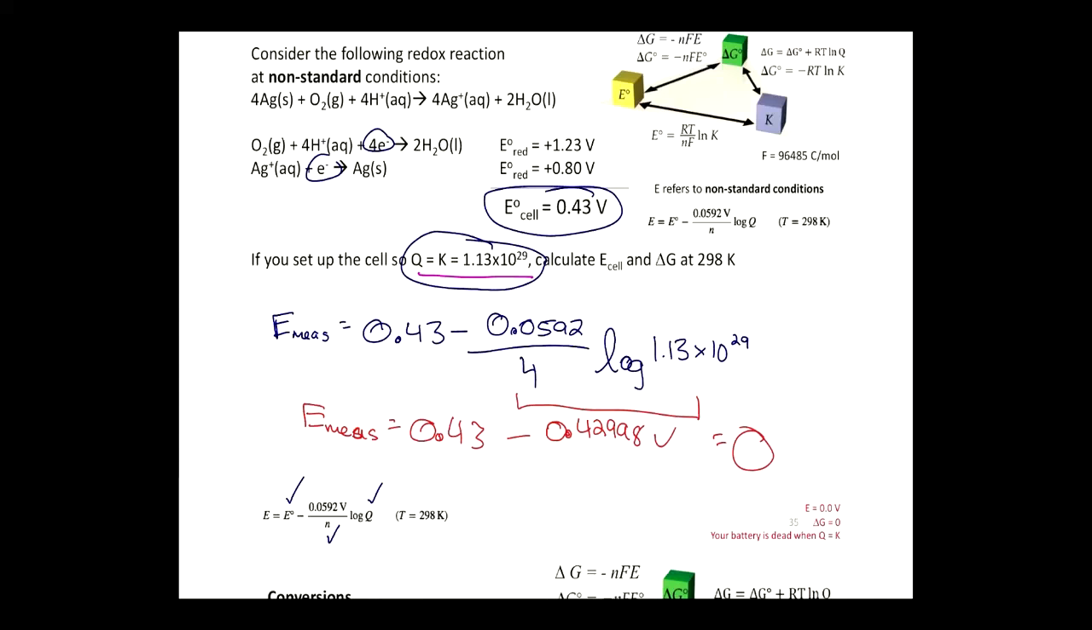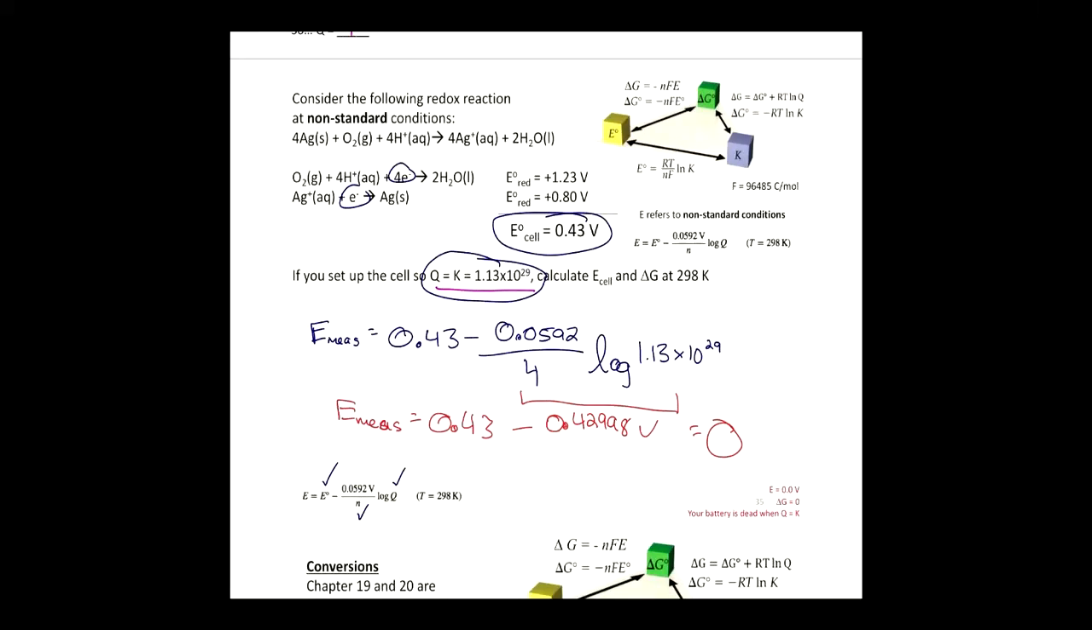If you put in the value of K for Q, you'll get a measured cell potential of 0 when you use the Nernst equation. These standard cell potentials are only when everything is 1 molarity, all right? And so that's how we can include that aspect of K and Q into these concepts.